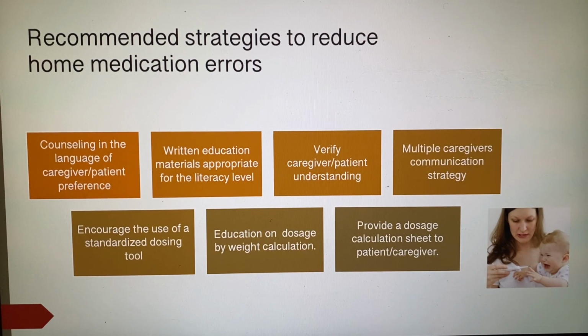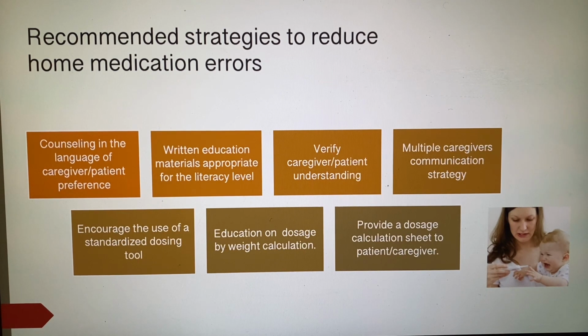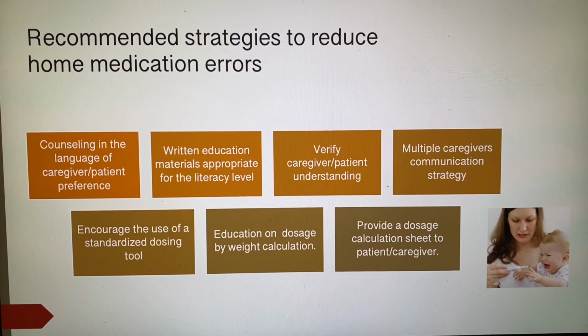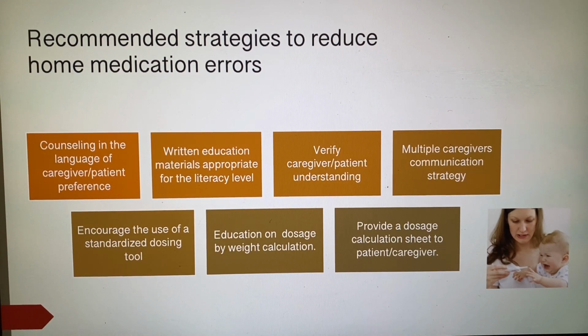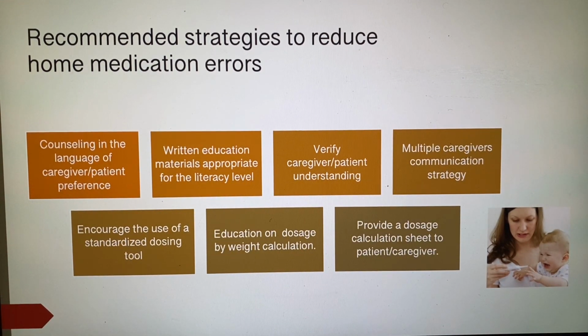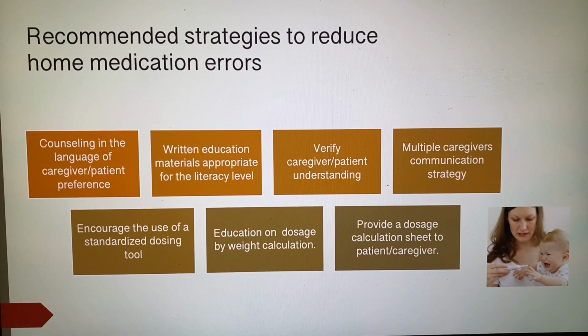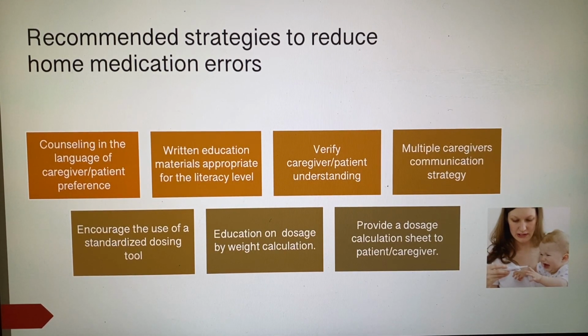Multiple caregiver communication strategies can be implemented to reduce overdosing. Encourage the use of standardized dosing tools. This can help reduce medication errors. Pediatric patients' medications are calculated based on their weight. Therefore, patients or caregivers need to be educated on how to do dosage calculation, since this will help to reduce medication errors. Provide dosage calculation sheets for patient or caregiver. This usually goes a long way.